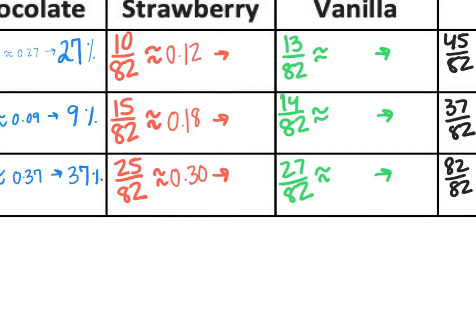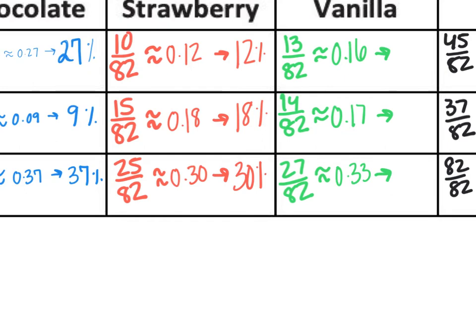All right, for this strawberry column, I went ahead and got the decimals for you. Now you just have to turn them into percentages. 0.12 is the same as 12%. 0.18 is the same as 18%. 0.30 is the same as 30%. Okay, check that work with my work, and then let's do vanilla.